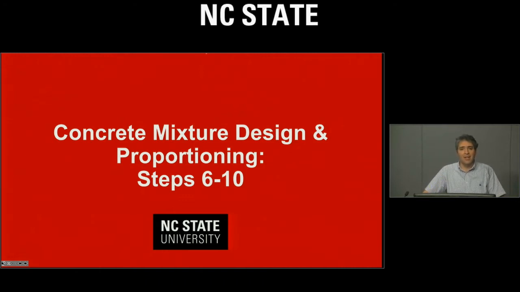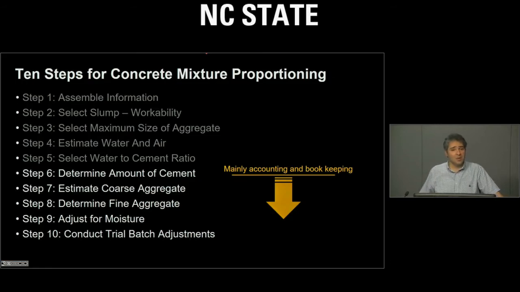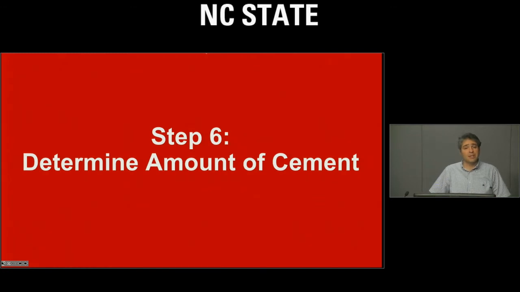You have probably already watched the videos prior to this, and you know that concrete mixture proportioning goes through 10 steps. We have covered steps 1 through 5, and today we will cover the rest of it. It turns out steps 6 through 10 are pretty straightforward, and steps 6 through 8 are mainly accounting and bookkeeping, and they are very, very easy. Now, let's get started with step 6, determining the amount of cement.